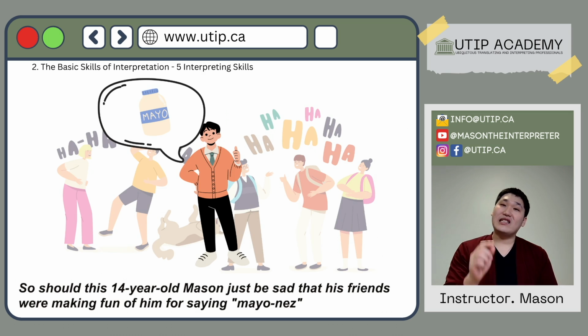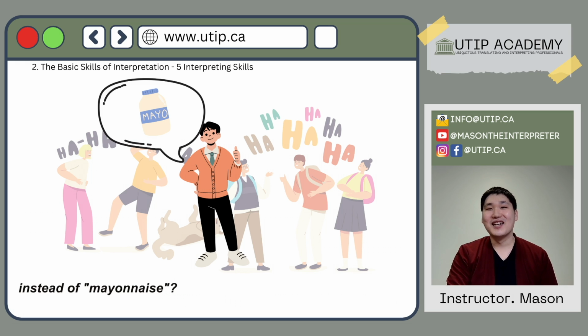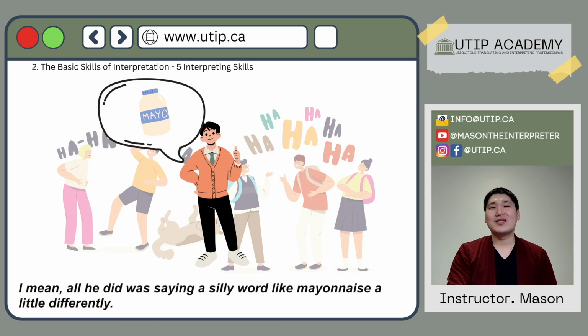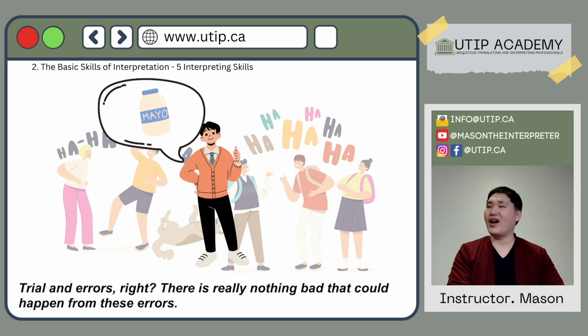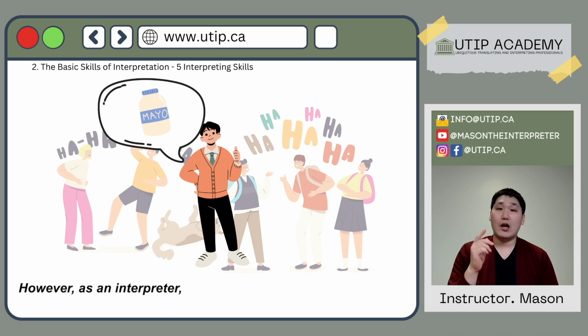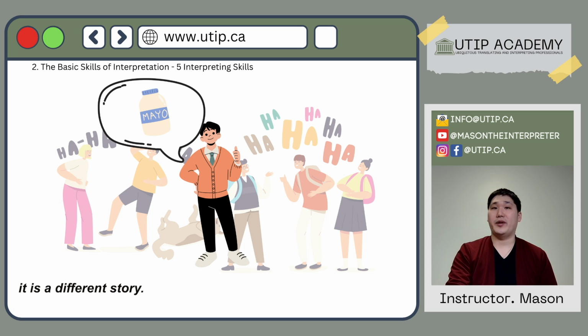So, should this 14-year-old Mason just be sad that his friends were making fun of him for saying mayonnaise instead of mayonnaise? I mean, all he did was saying a silly word like mayonnaise a little differently. He was still learning the language, and that is really how we learn the language. Trial and errors, right? There is really nothing bad that could happen from these errors. However, as an interpreter, it is a different story.